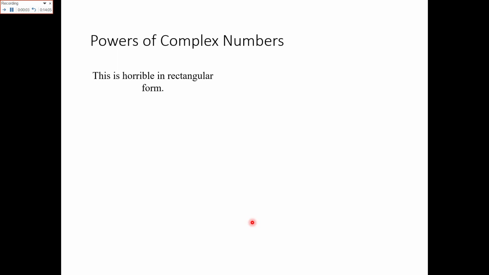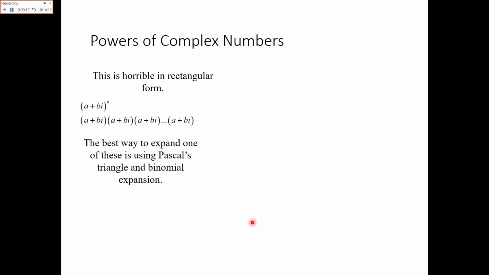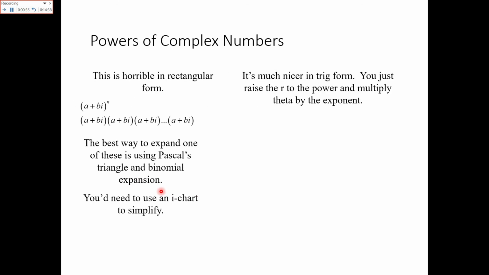Now the power of a complex number. The power of a complex number is very horrible in the rectangular form, like (a plus ib) raised to power n. It will continue to go on and it will expand. It is not possible to have the exact solution easily, so for that you need to expand it by Pascal's triangle or the binomial expansion. This is a very difficult task.